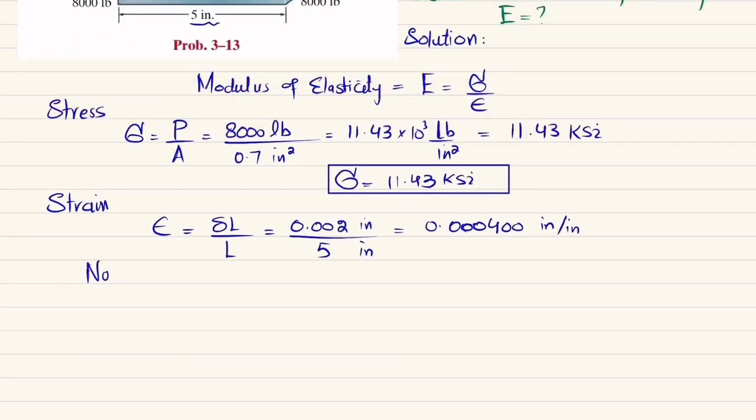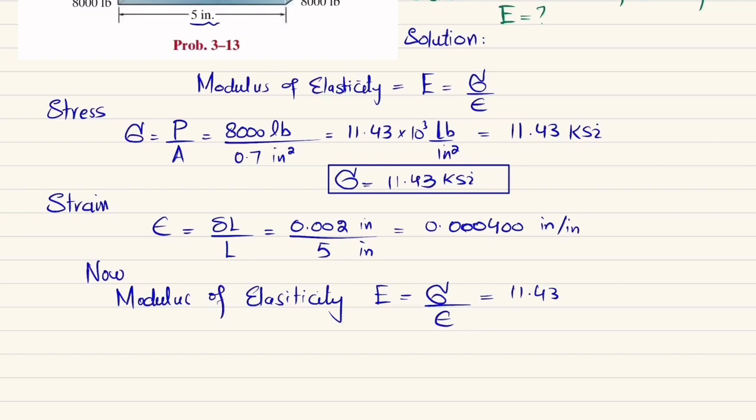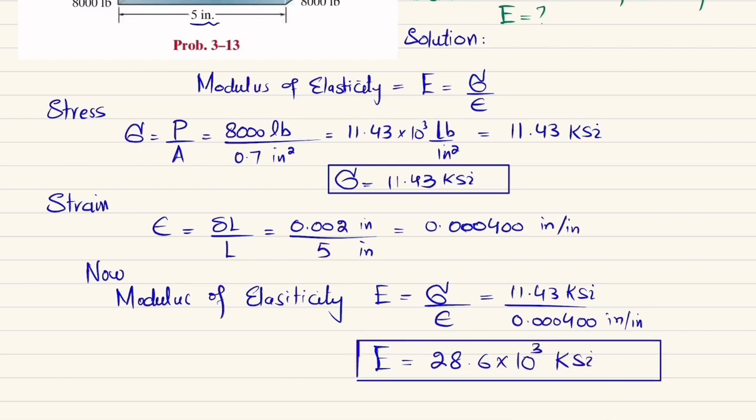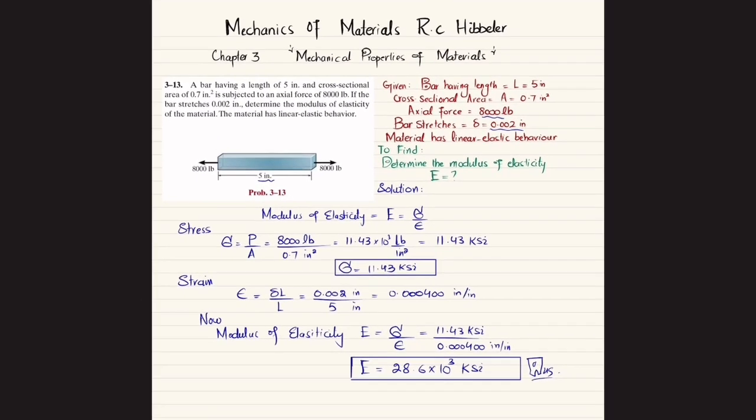Now the modulus of elasticity, E, will be equal to stress over strain. So you have both the values. Stress is 11.43 KSI and strain is 0.000400 inch per inch. So the value of the modulus of elasticity will be 28.6 times 10 raised to power 3 KSI, which is the answer of this question. So this is the modulus of elasticity for the given load and the cross-sectional area for the material. And that was all about this problem 3-13.